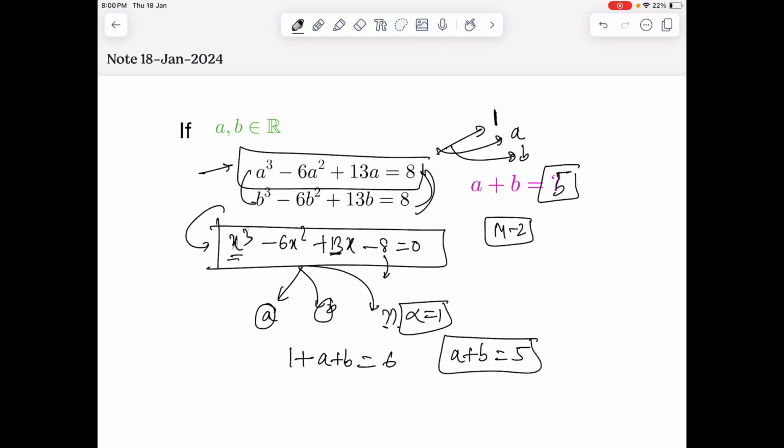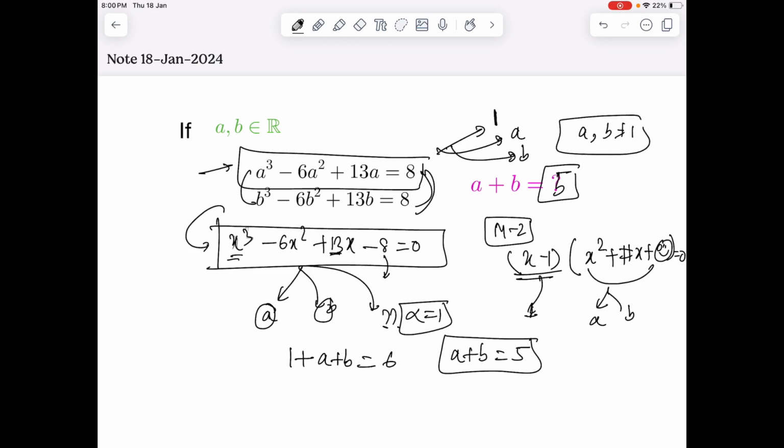Of course, you have other methods of solving this, because once you observe that 1 is a root of this expression, you can pull out x minus 1 as a factor. And for the remaining part you can write x square plus something x plus something else equal to 0. This is giving 1 as the root. So now a and b must come out of this, right?